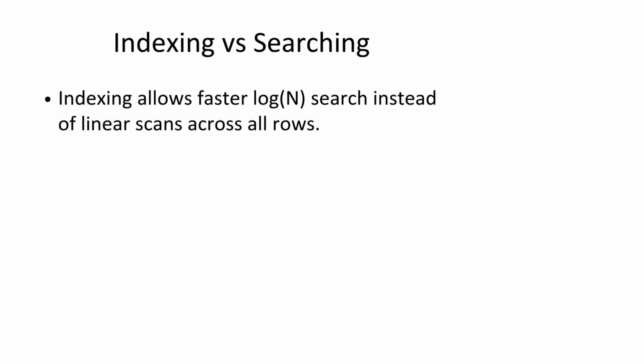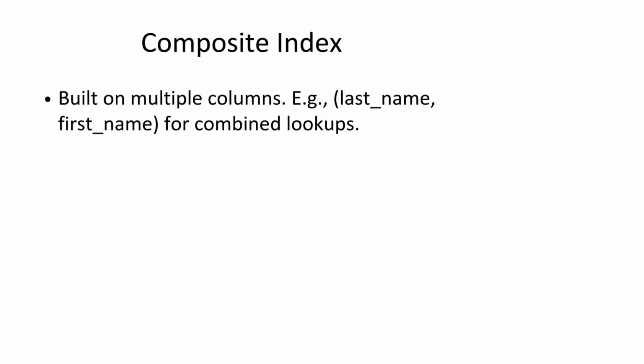Indexing versus searching. Without indexing, searching is done using a full table scan, checking row by row. Indexing allows log n search time instead of linear, especially in sorted or tree based indexes. Composite index. A composite index is built on multiple columns. Example, indexing both last name and first name. It helps when queries filter on more than one column together.